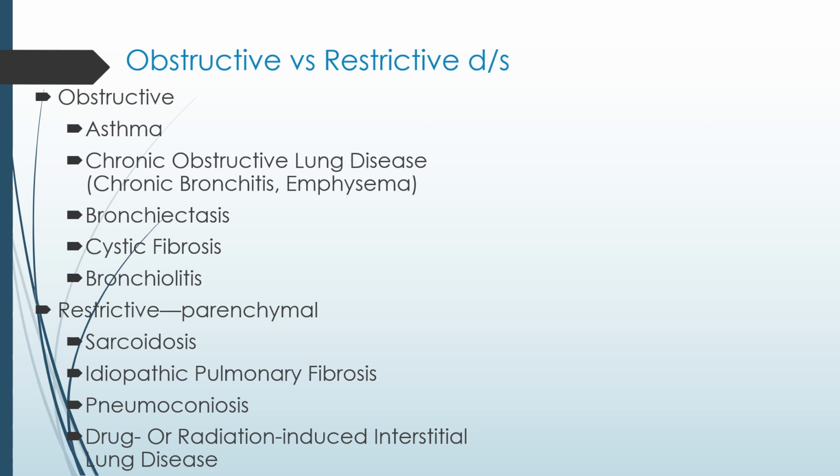So restrictive, there are two types, one is parenchymal and the other extraparenchymal. Here in the restrictive type, it is difficult to inhale as there will be some restriction for the lung to expand. So sarcoidosis, idiopathic pulmonary fibrosis, pneumoconiosis, drugs or radiation which induces the interstitial lung disease.